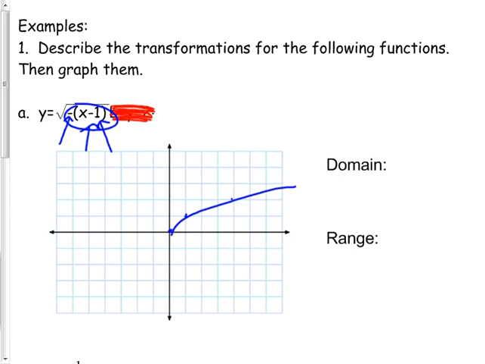There's a lot to remember on this. The stretching and the flipping, you're right. You stretch before you flip, that's true. But on this one, we're talking about moving and flipping. And which one do you do first? Well, think of it this way.